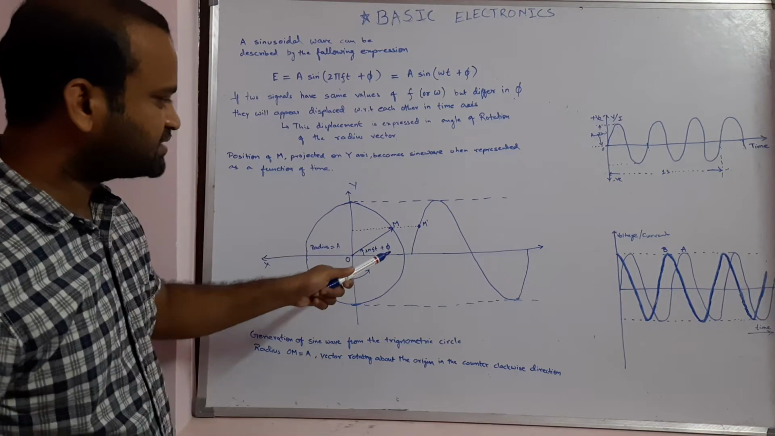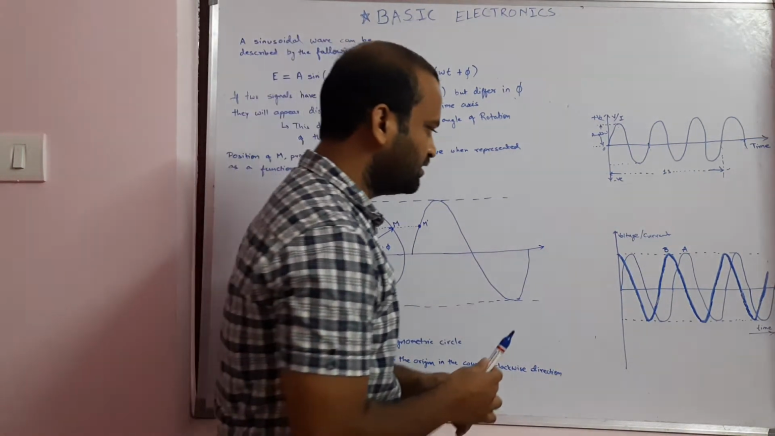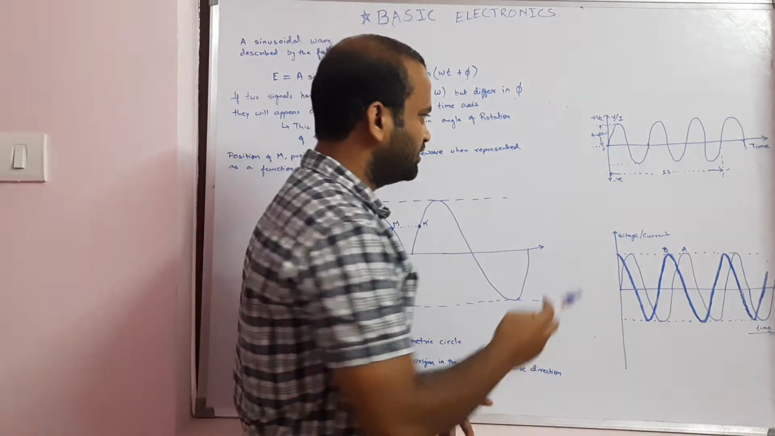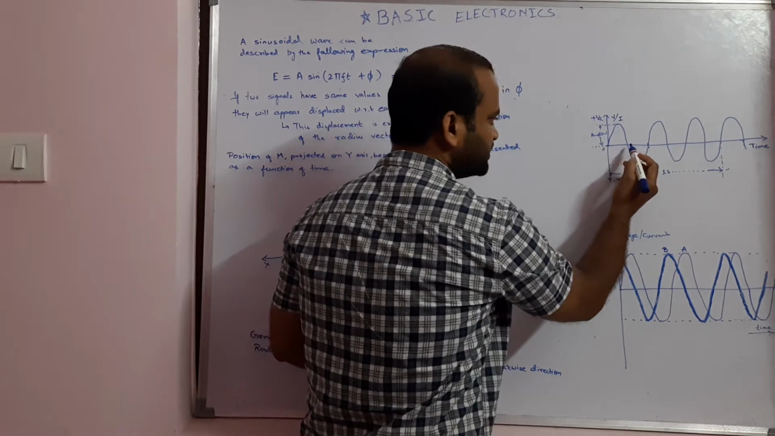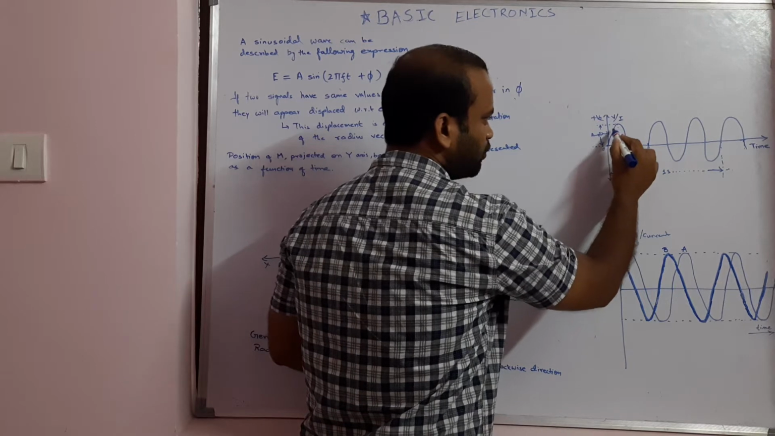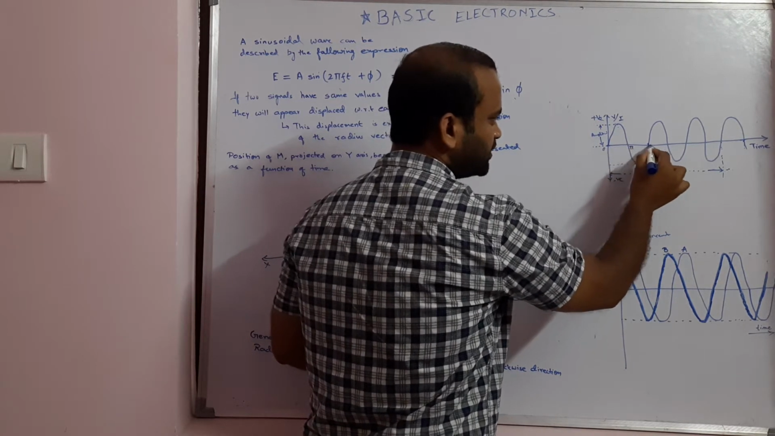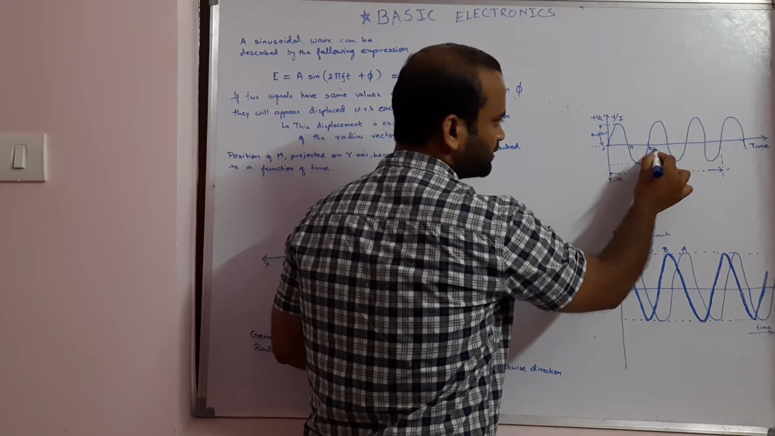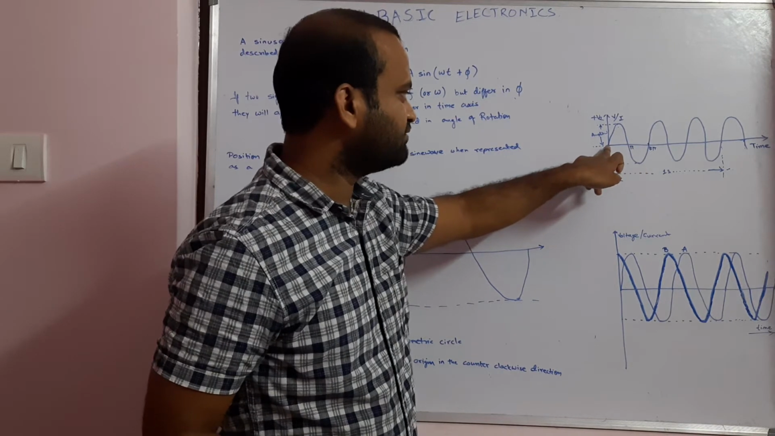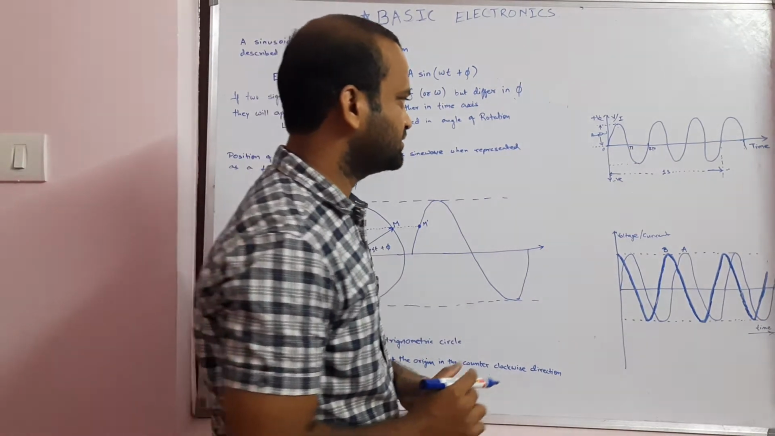Now this phase difference between the two signals we need to understand. So for example, now this is a single sine wave signal. From here to here, the phase angle is pi, that is 180 degrees, and from here to here it is 2 pi, that is 360 degrees. So when a sine wave completes a full cycle, its phase angle is 360 degrees.